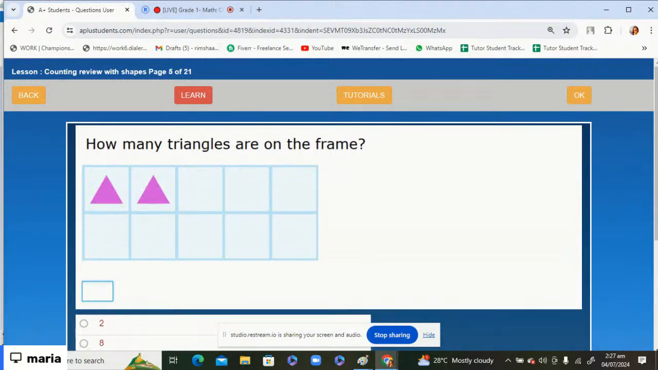All right. So, how many triangles are on the frame? This is so easy. How many total triangles are there? Who can tell me the answer of this one? It's one and two. Yes, let's go with this option.